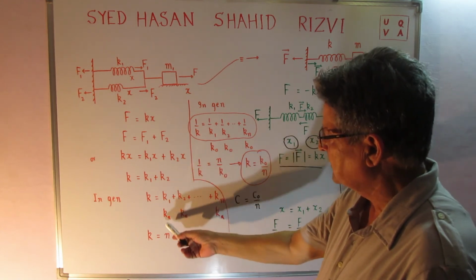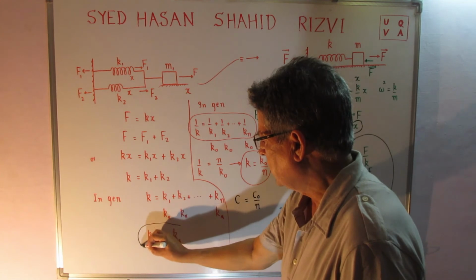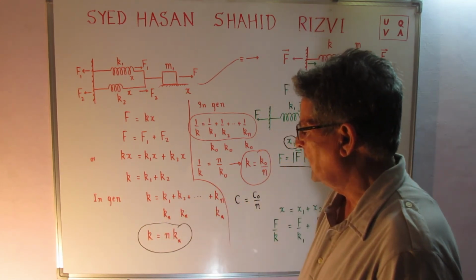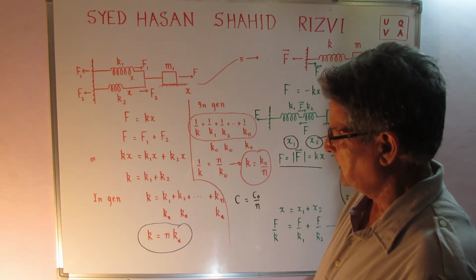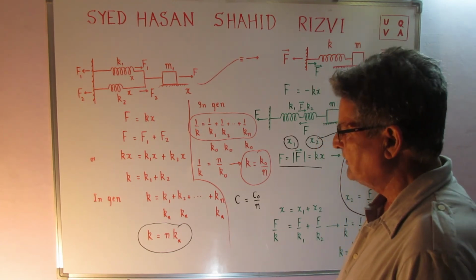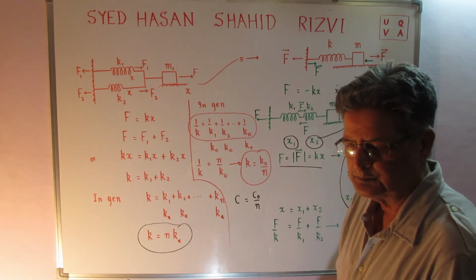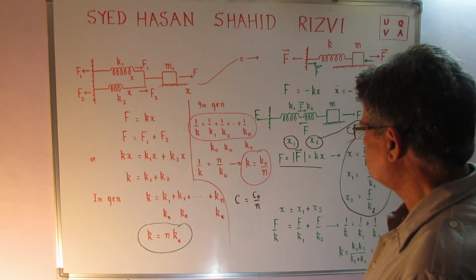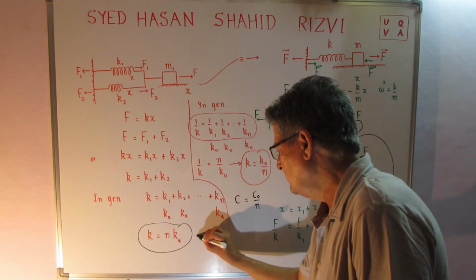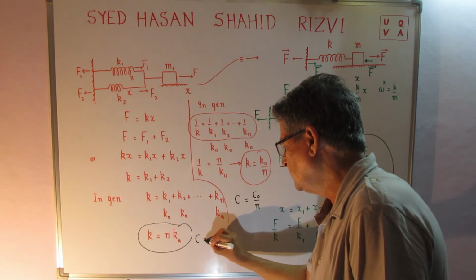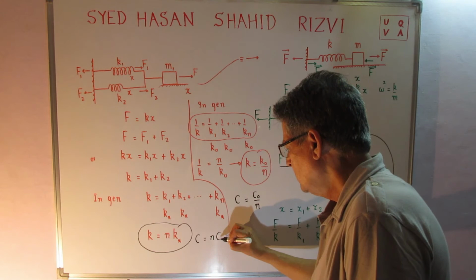And if each of them has the value k star, then k becomes equal to n times k star. So if you need a spring constant of a larger value, then the springs should be put in parallel. And in the same way, here the capacitance is equal to n times C0 for so many capacitors.